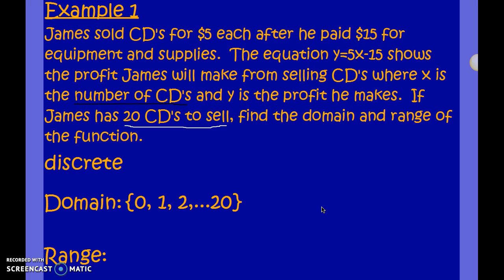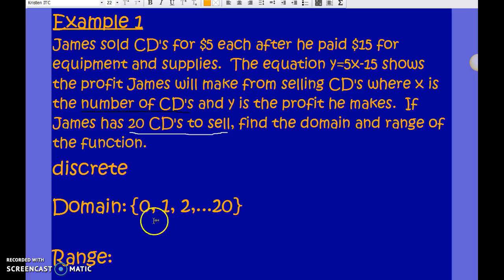I'm going to put 3 dots, which means I include all my numbers from 2 to 20 in there. So that's my domain. To find my range, I am going to plug my domain values into my equation that's given here, which is y equals 5x minus 15.